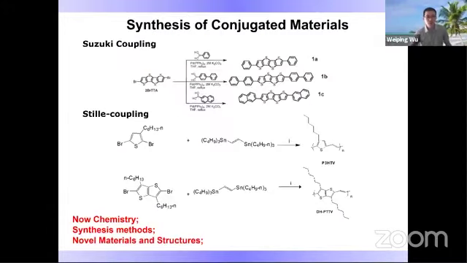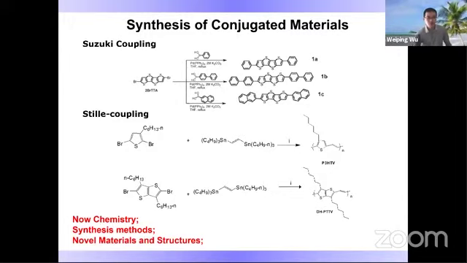To develop these conjugated molecules with charge carrier conducting capability, or to form these semiconducting organic functional materials, two main methods have been utilized. They are classified as coupling organic chemical reactions. The first one is called Suzuki coupling. The second method is called Stille coupling.